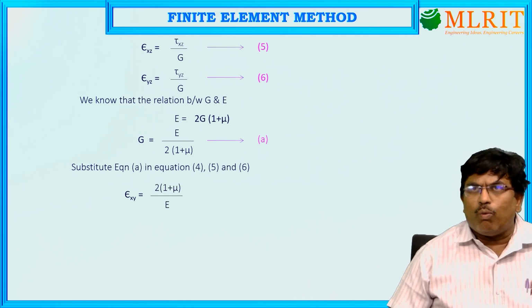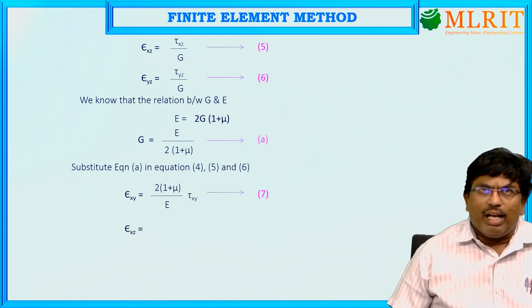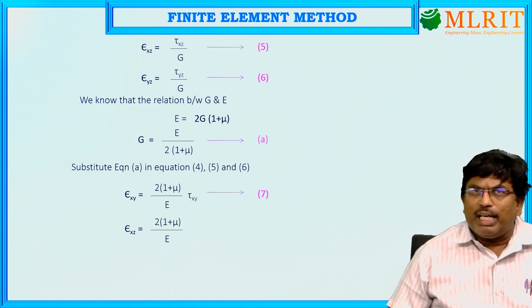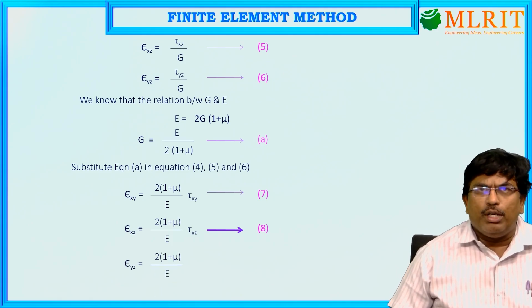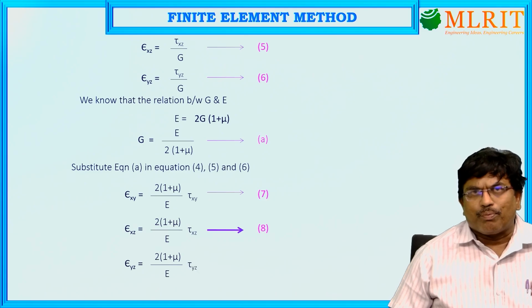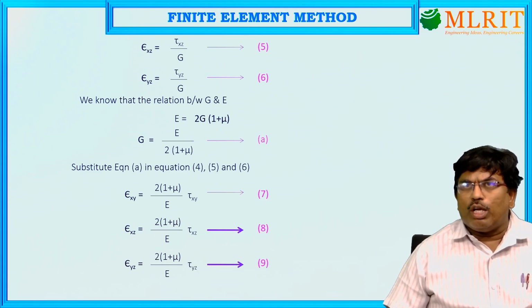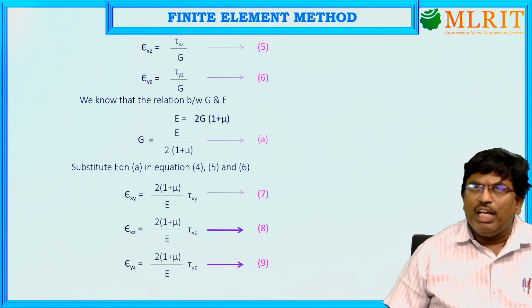2 into (1 plus mu) by E into tau xy, and similarly epsilon xz equal to 2 into (1 plus mu) by E into tau xz, and the last one, the shear strain epsilon yz, equal to 2 into (1 plus mu) by E into tau yz. So in a 3-dimensional body we have 6 strains in total: 3 are normal strains and 3 are shear strains.